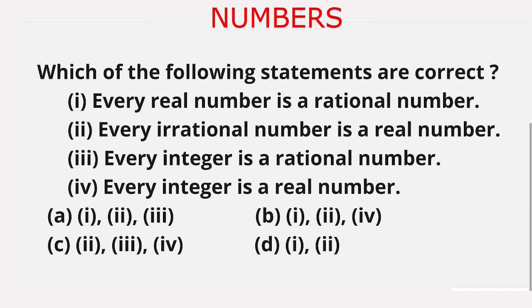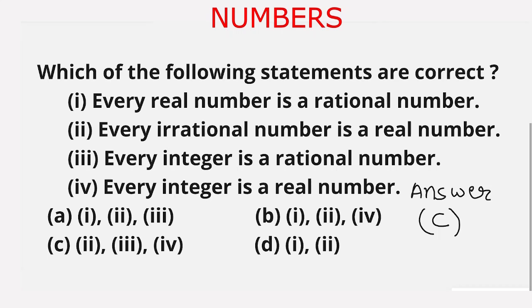From the options, option A consists of statement 1, which is incorrect. Option B also consists of statement 1, which is incorrect. And option D also consists of statement 1, which is incorrect. And option C consists of all the other statements, which are statement 2, statement 3 and statement 4, which are all correct. Therefore, our answer is option C.